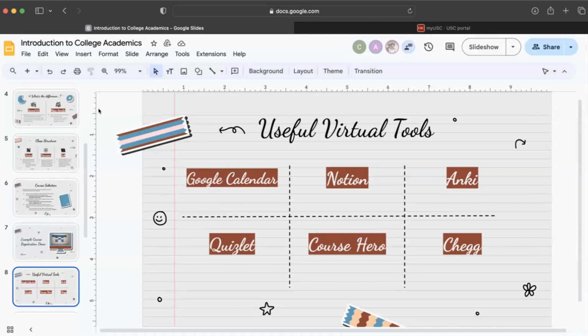So I'm just going to share my screen to give you an example of my favorite tools that I personally like to use to stay organized. And also it really helps me study as well. So yeah, I'm just going to need access.